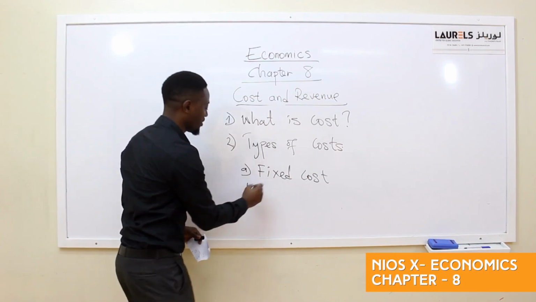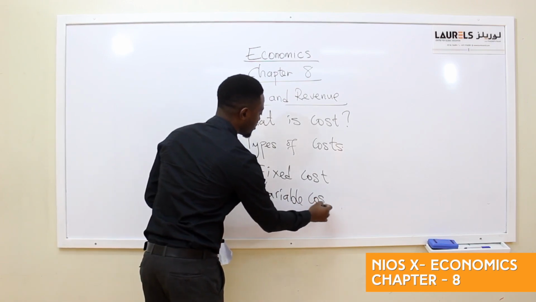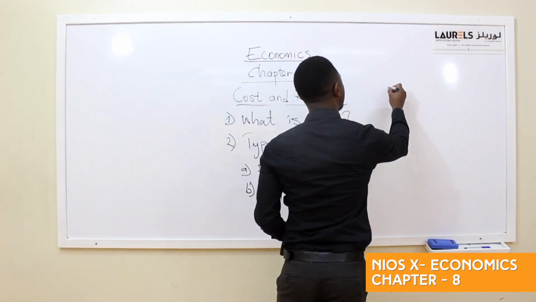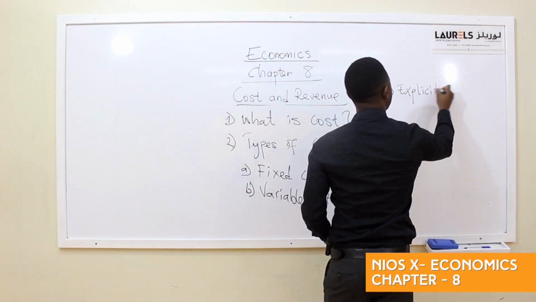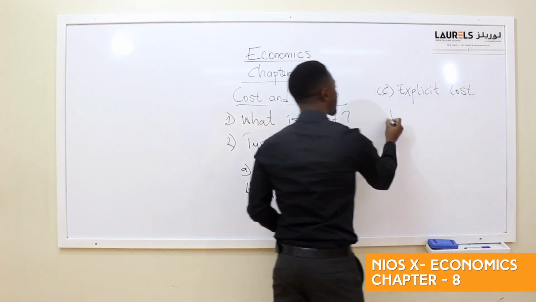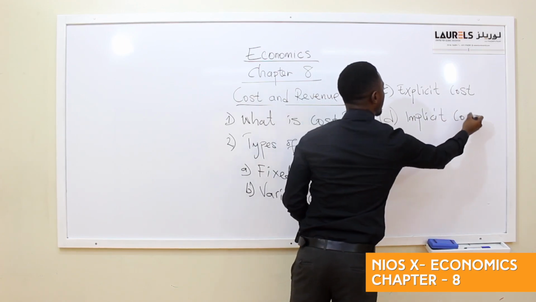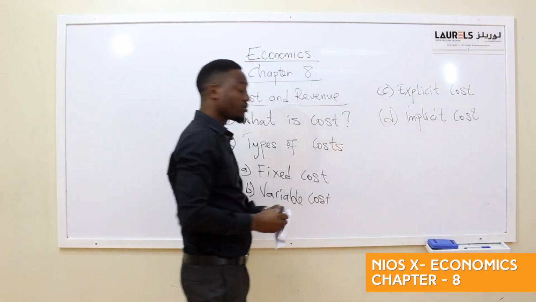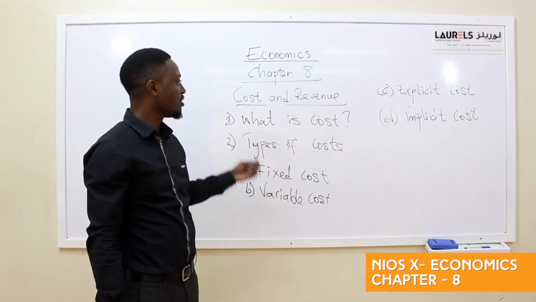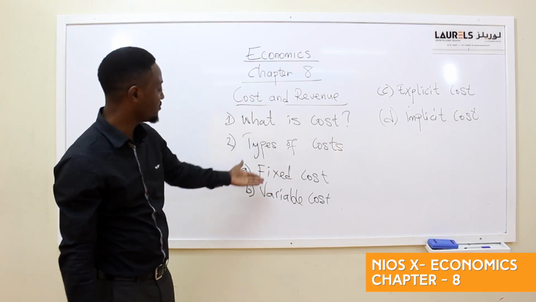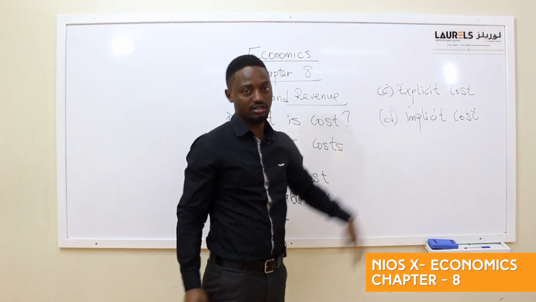So we have the fixed cost. Next, we have the variable cost. We have the explicit cost. And lastly, we have the implicit cost. So these are the 4 types of cost we are expected to know, able to explain and calculate. So the first is the fixed cost, the variable cost, the explicit cost, and the implicit cost.